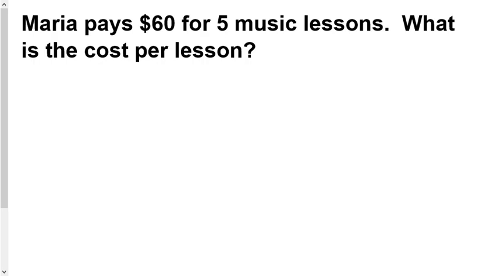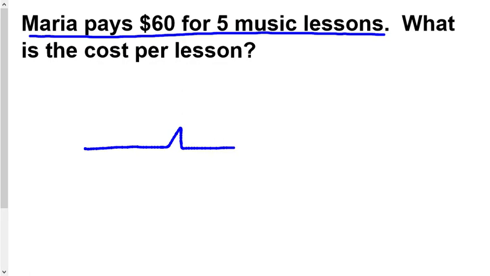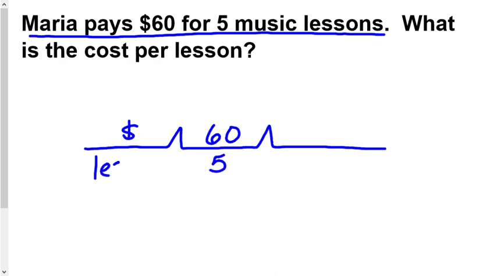This first one's pretty straightforward. Maria pays $60 for 5 music lessons. What is the cost per lesson? So when we look at this, the first sentence tells us what we know. So that's going to be the first 2 parts of our bridge map. What we know is it's $60, so $60 for 5 lessons. And then the question says, what is the cost per lesson? Remember, the word per means for 1.